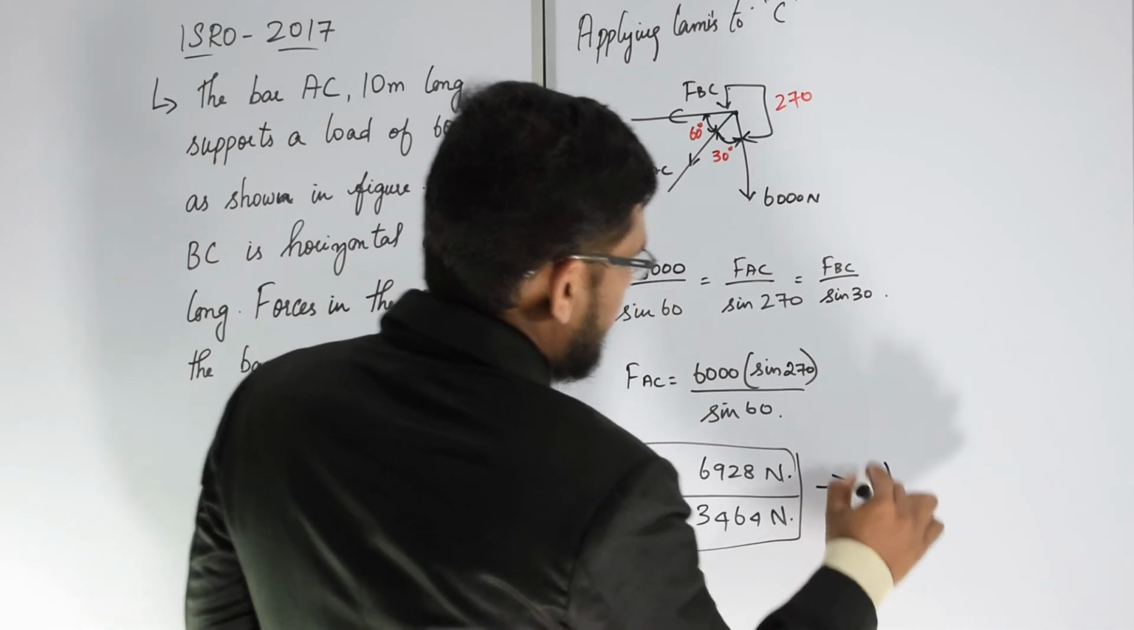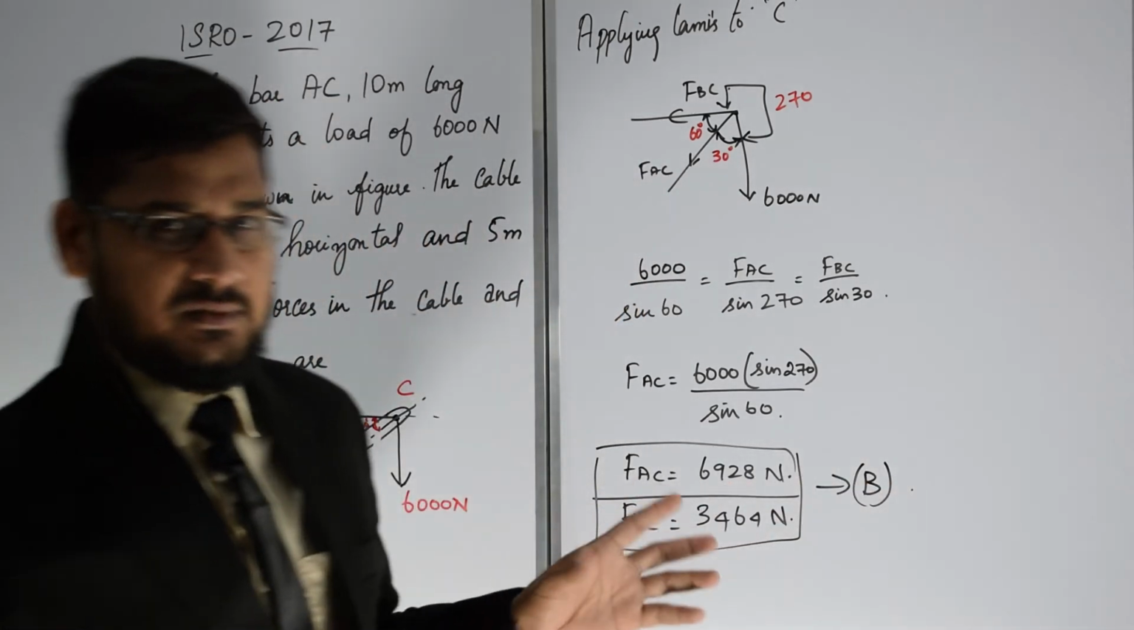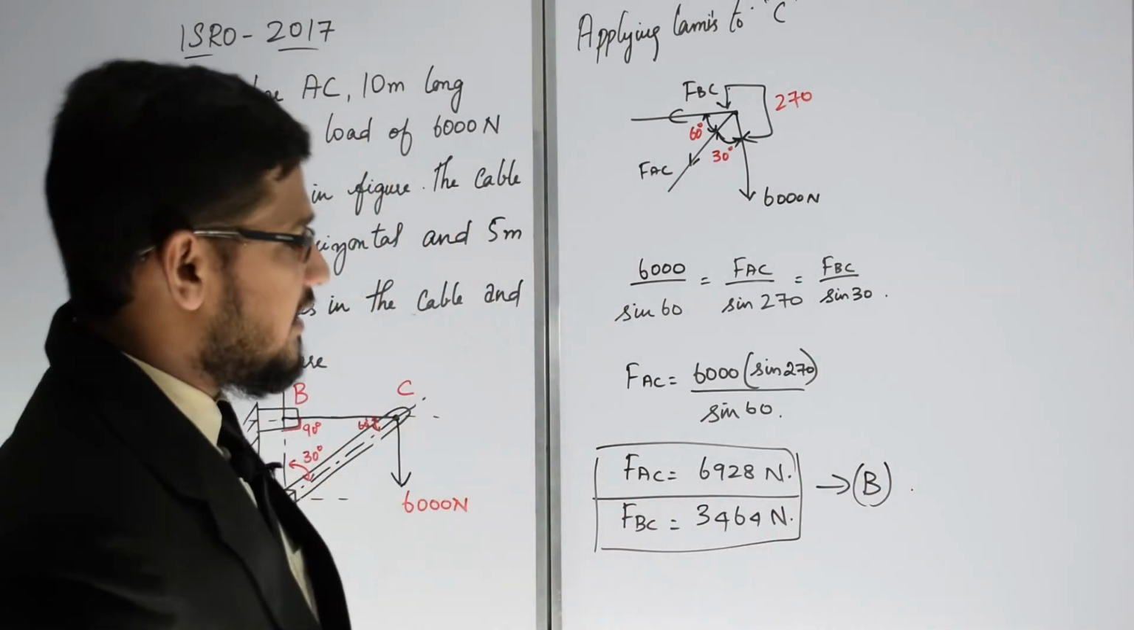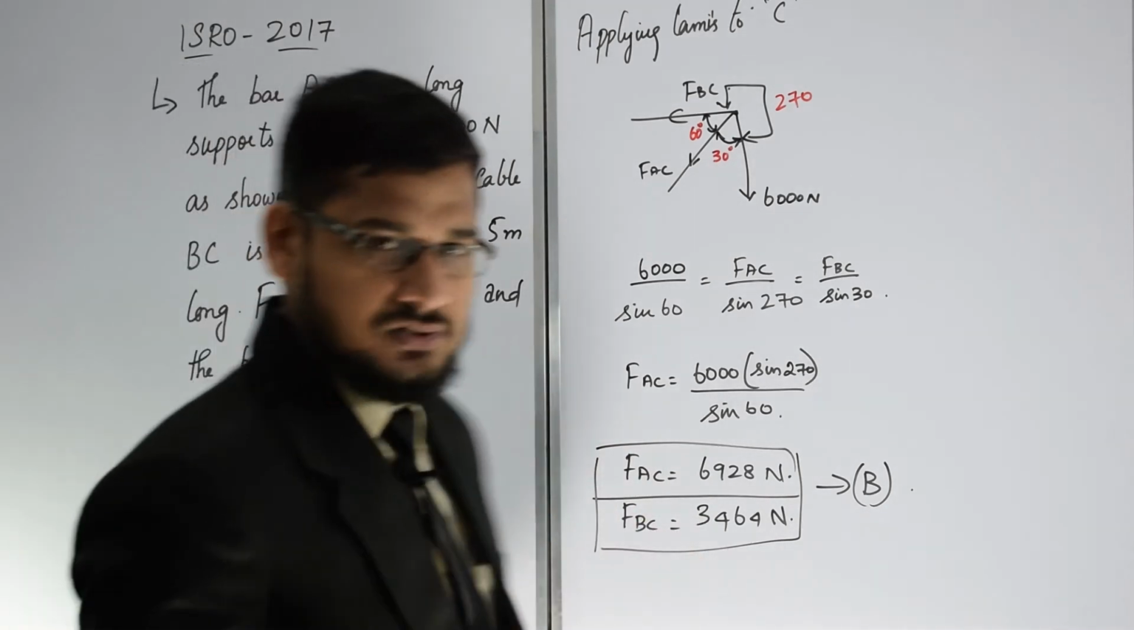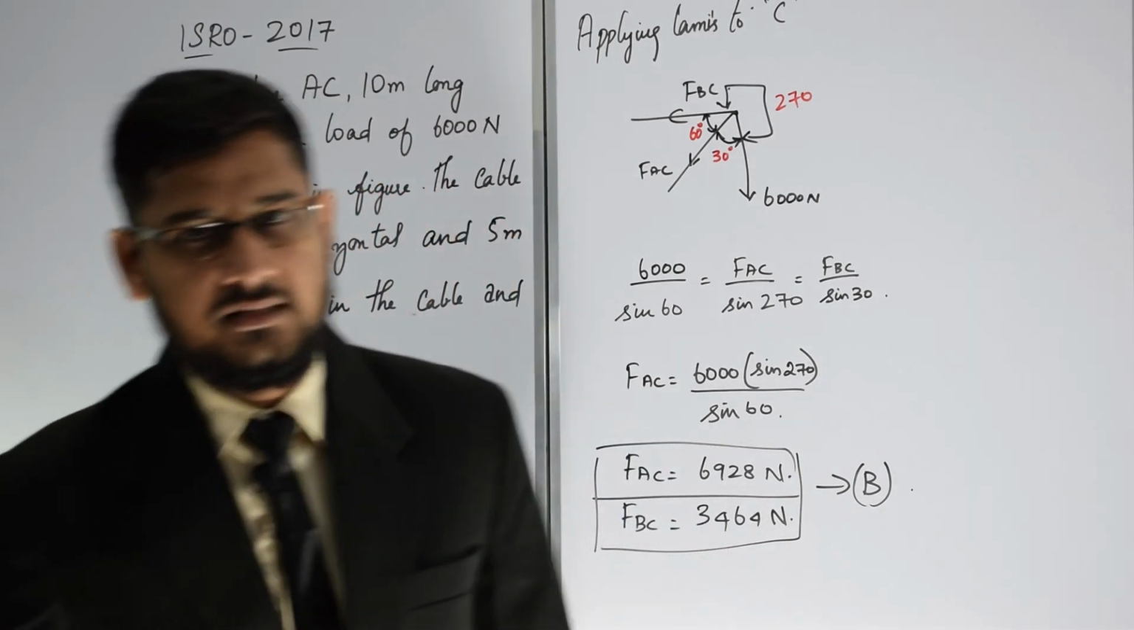You can get the ISRO 2017 question paper in Google. Just try googling it, and you'll have an answer key. There's an official answer key. You can check it out. So we'll see in the next video.